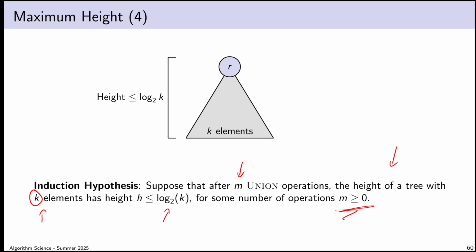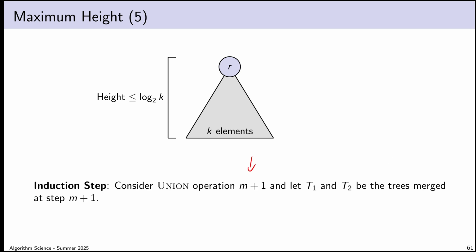And my induction step will be now consider the next union operation up. So union operation number m plus 1. So I'm doing one more union. Who cares what specifically I'm merging with what else? This is now the m plus first union operation I have done overall. Let's let T1 and T2 be the trees that I'm merging at that step.